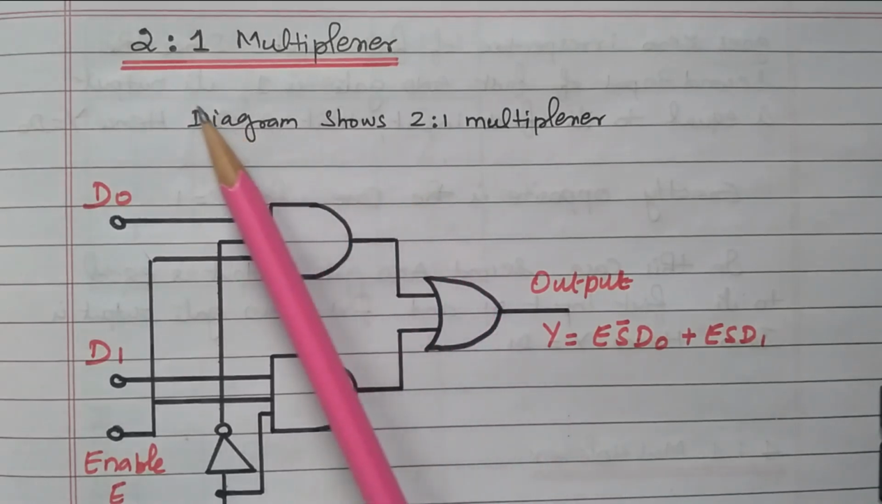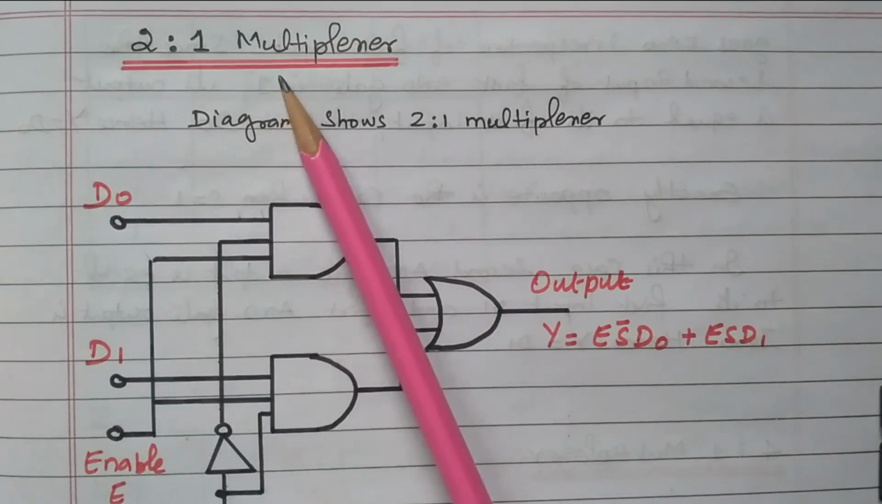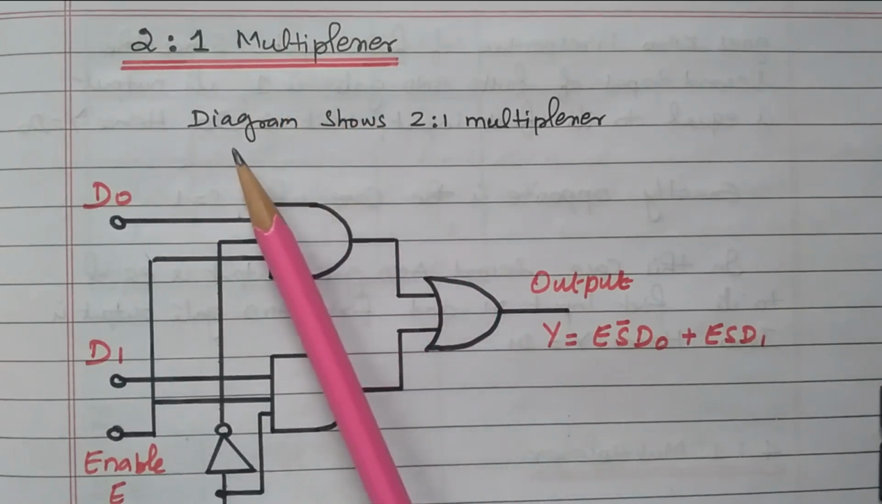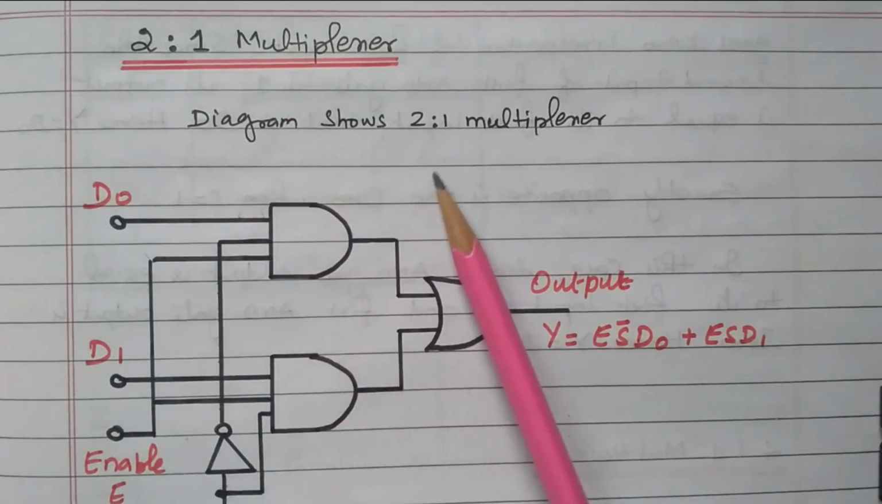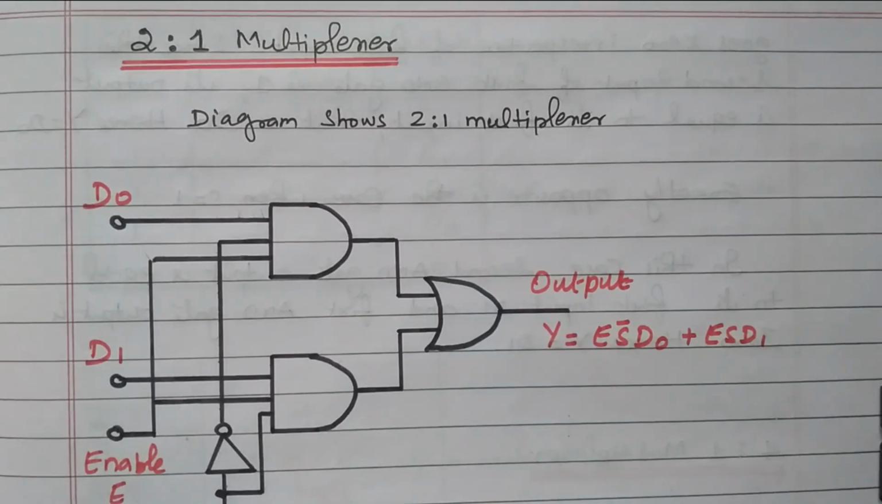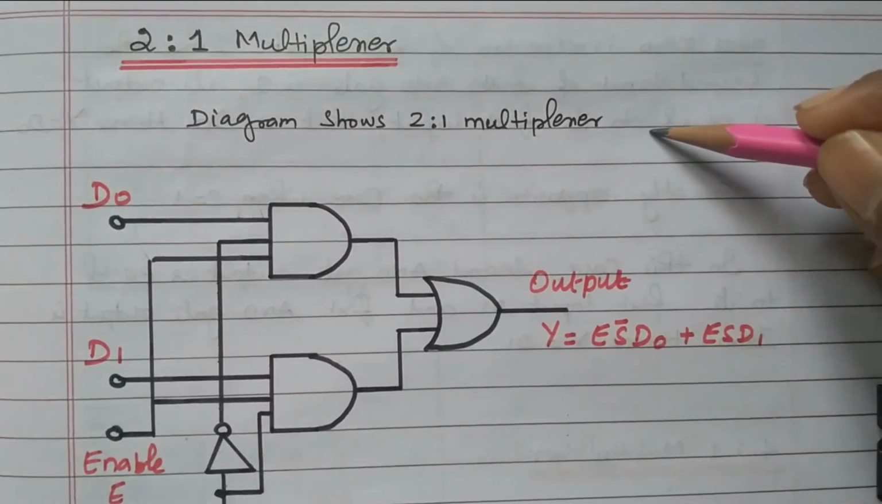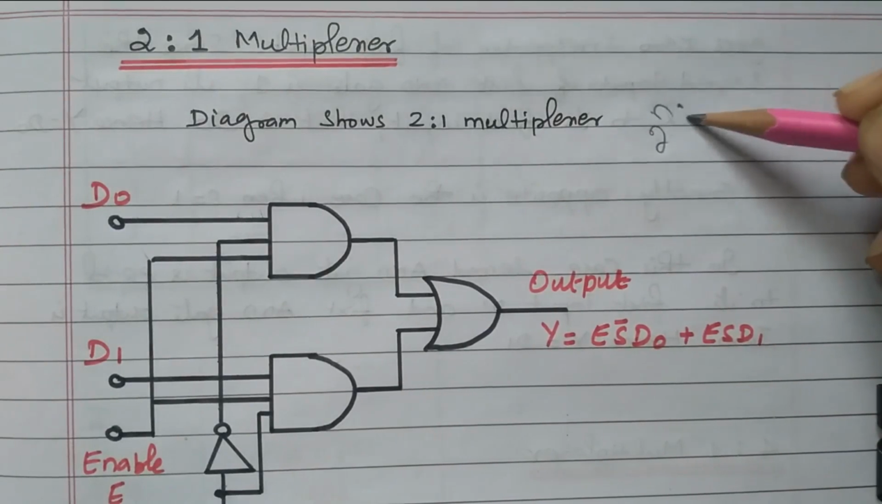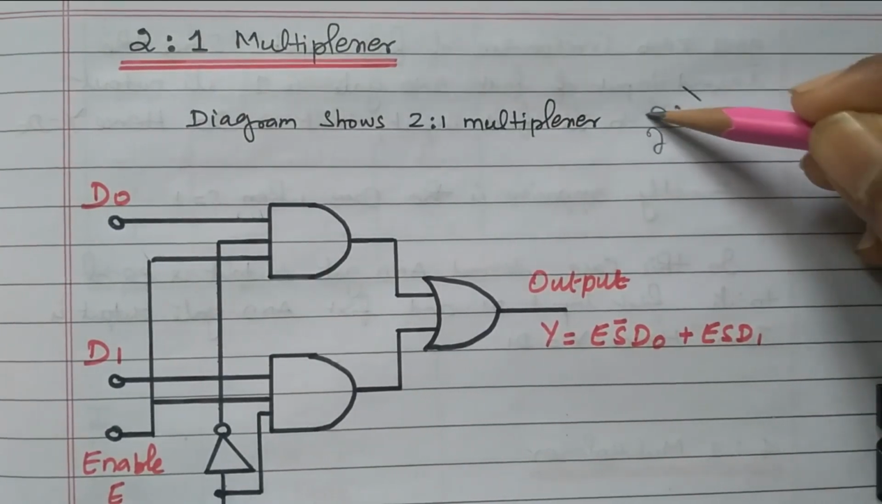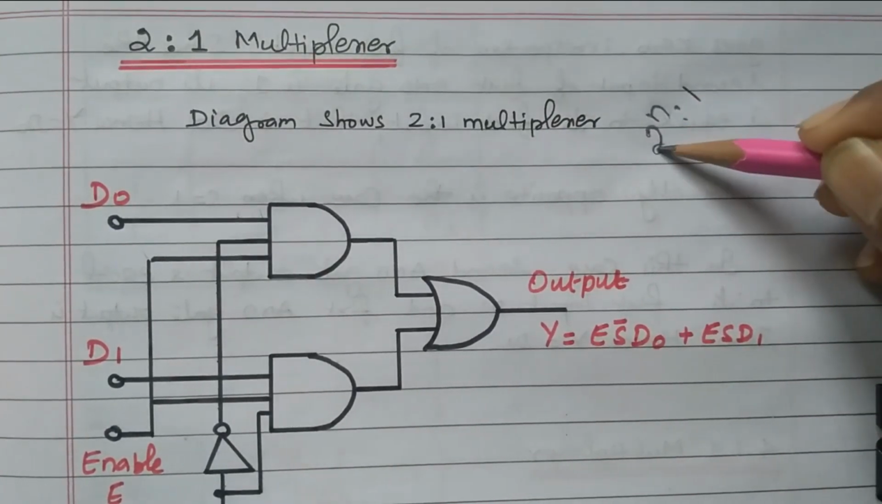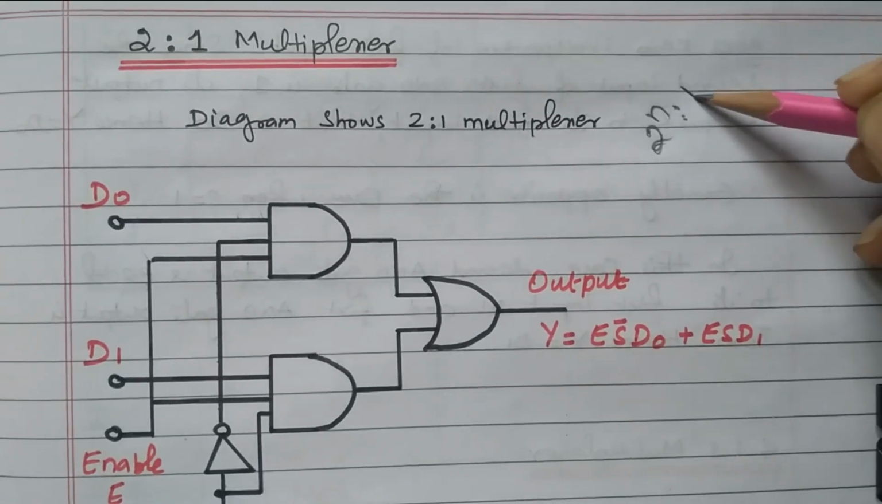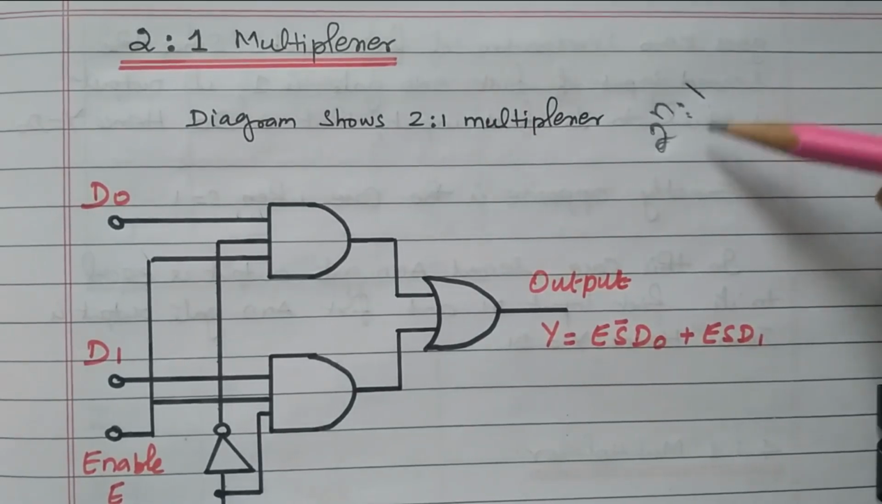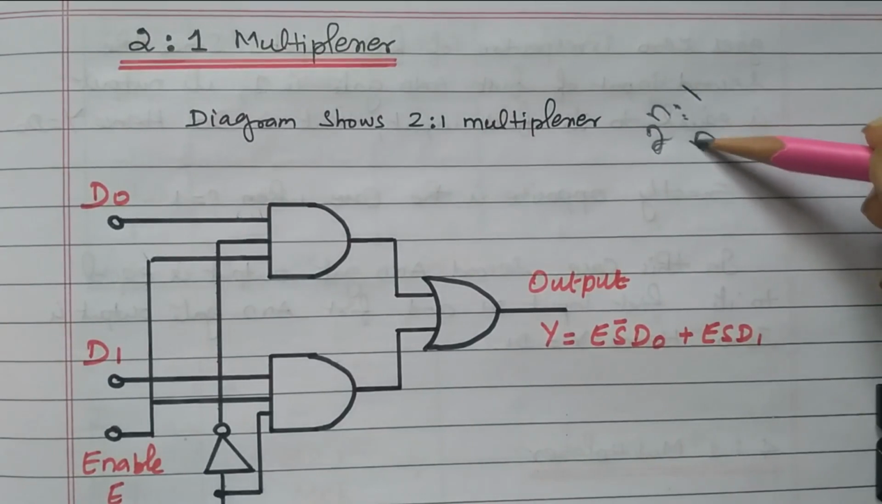Now we'll go to the topic. We'll see the details about the 2:1 multiplexer. The diagram shows the 2:1 multiplexer. What is a multiplexer? It's nothing but 2 to the power n inputs with 1 output, producing only one output with n number of selection lines, right?